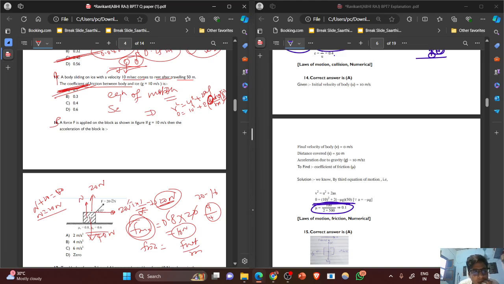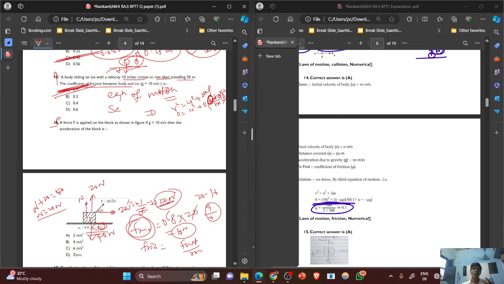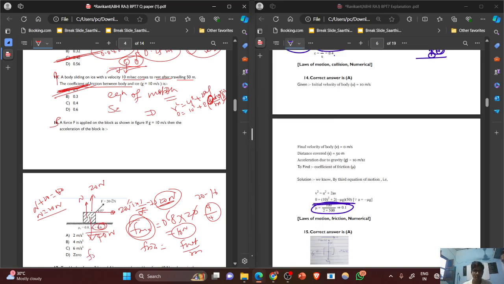Horizontal is 20 Newton, vertical is 20 Newton. No, we need to use, if the body is moving, you can't use the static coefficient, you need to use the kinetic coefficient. So your friction will be what? Mu k into N. Mu k is equal to 0.6 into N, which is 20. So it's simply 3.